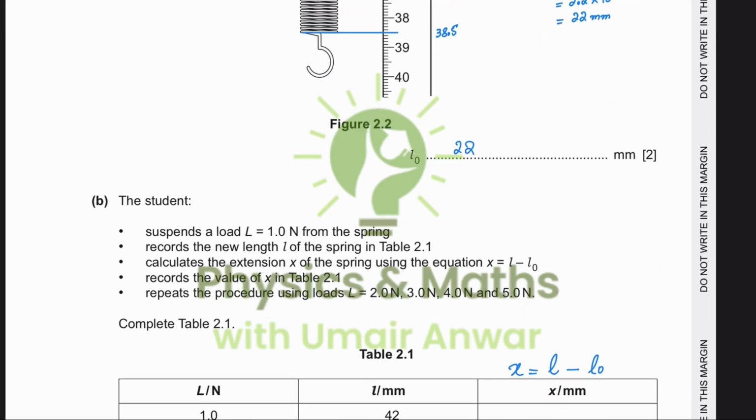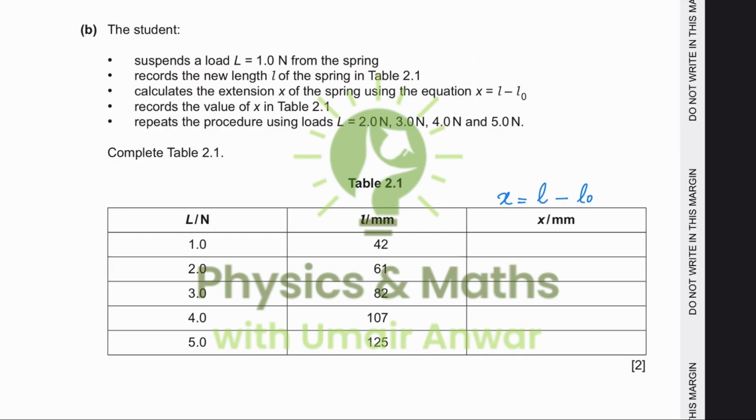Now the next part says, the student suspends a load of 1 newton from the spring, records the new length L of the spring in the table, calculates the extension x of the spring using the equation that extension is the new length minus the original length, records the values of x in the table, repeats the procedure using the loads of 2, 3, 4, and 5 newtons. Now we have to complete this table.